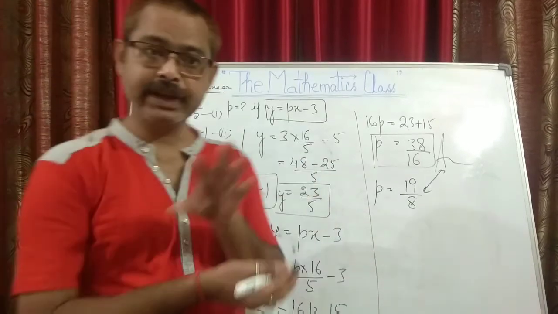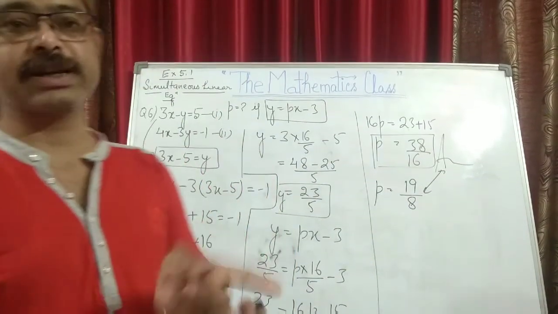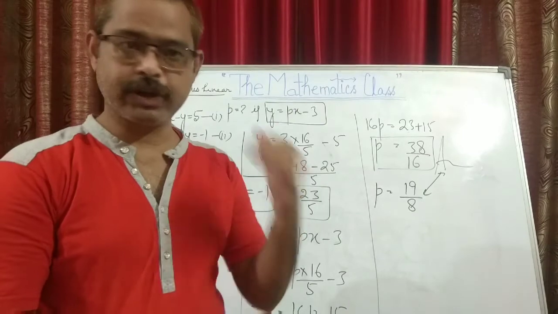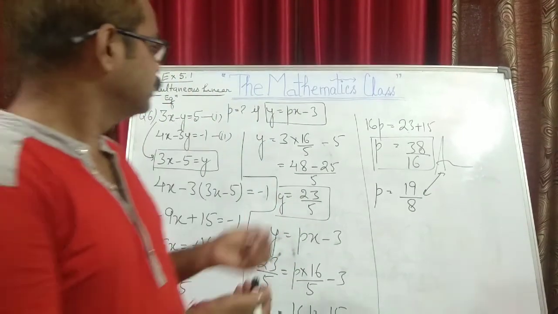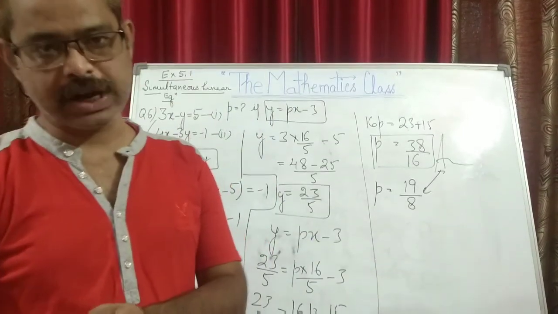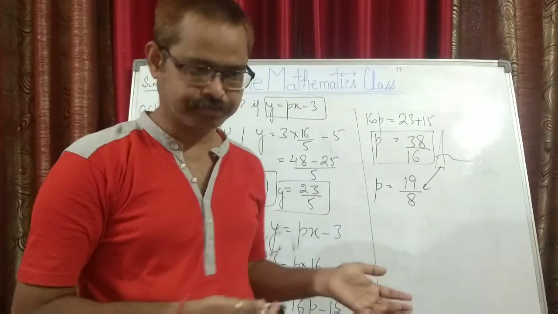Now this finishes your first topic, that was substitution method. Substitution method for finding the solution of simultaneous linear equations. That was the first part of algebraic method. This finishes your topic. We have discussed a few questions also. I hope this concept is clear to you.